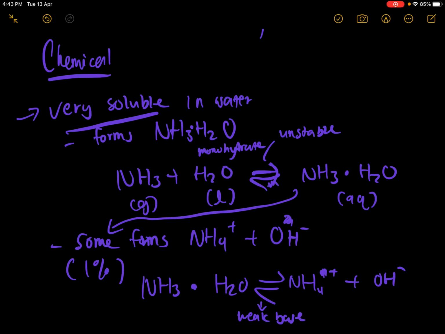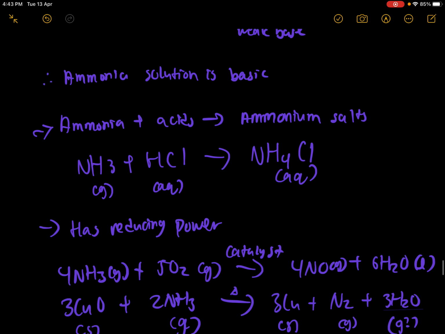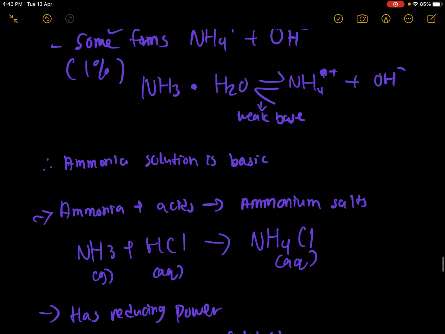And then not only does NH3 barely react and have a tough time becoming NH3·H2O, but also only 1% of it actually ionizes. So it ionizes to become ammonium ions and hydroxide ions. And again, it's very weak, so it's interchangeable. So we call it a weak base because it barely does anything. But it's still a base, so it still turns phenolphthalein pink.